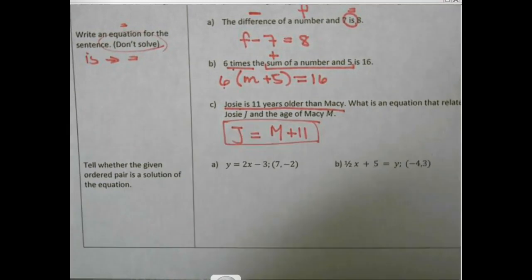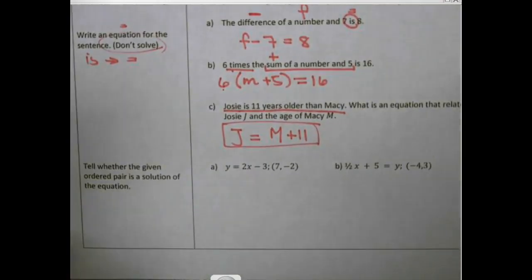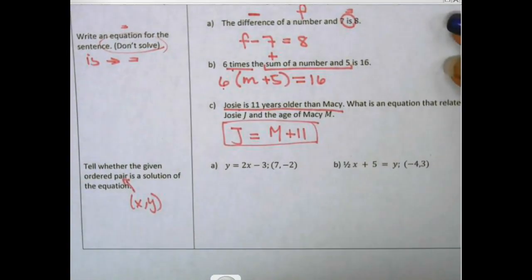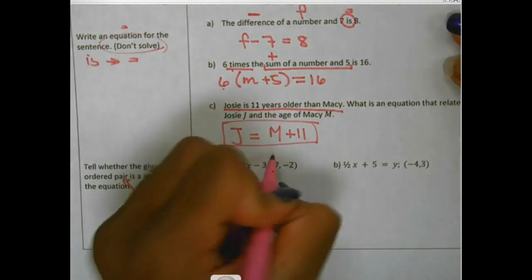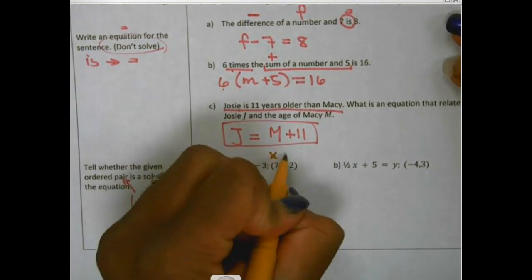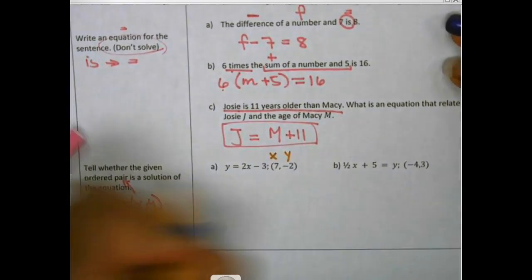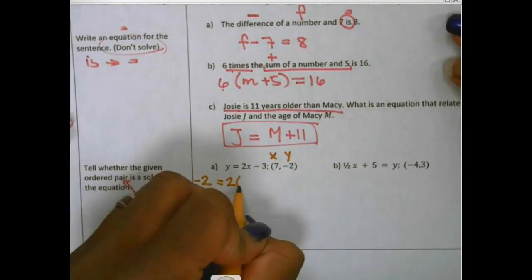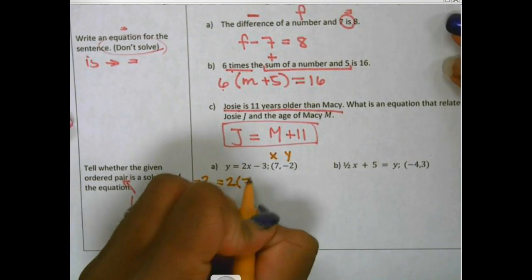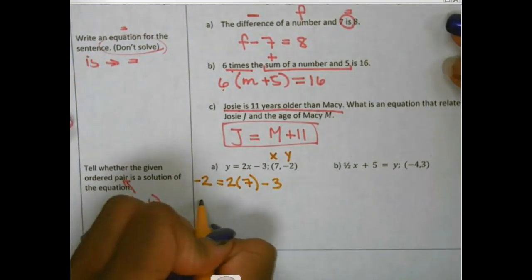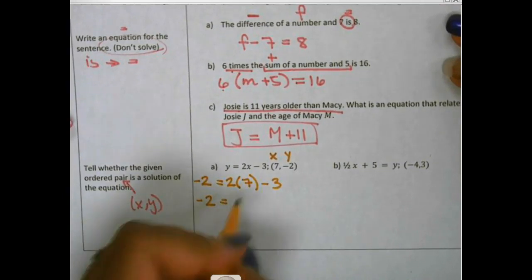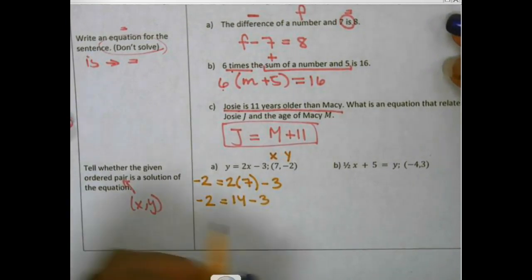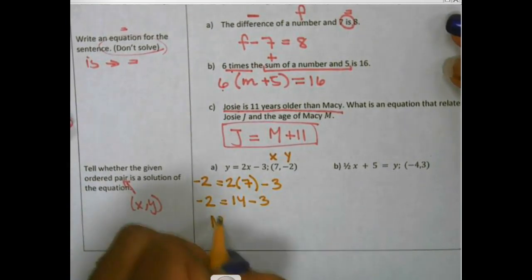Last group. Tell whether the given ordered pair is a solution of the equation. So remember ordered pairs are x and y. Alphabetical, x will always be first. So let's label, if you don't mind. This is my x, this is my y. That's funny to say. So instead of y, negative 2 equals 2 times x. What's my x? 7 minus 3. True or false? Let's simplify to find out. 2 times 7, order of operations, I'm going to multiply before I subtract, is 14. That is nowhere near being true. So I'm going to say no, it's not a solution.